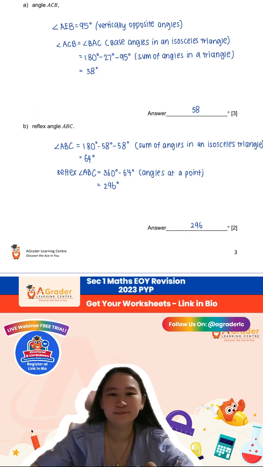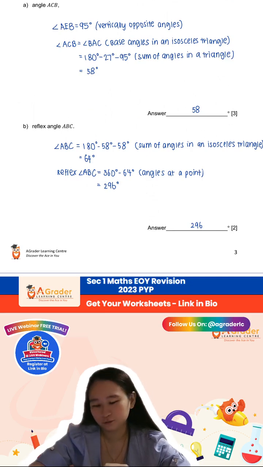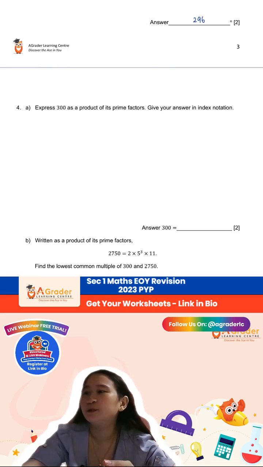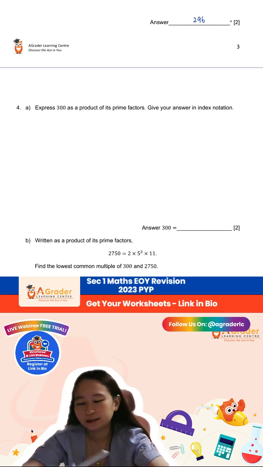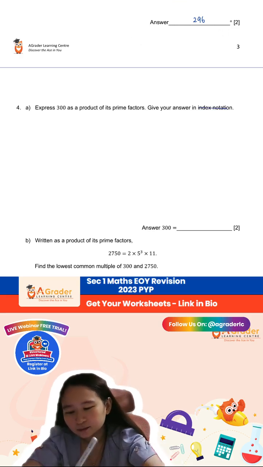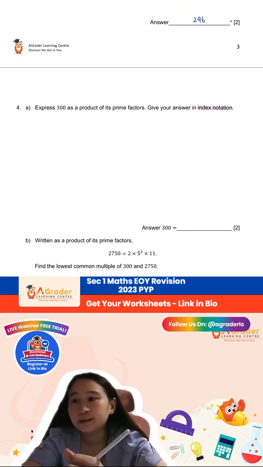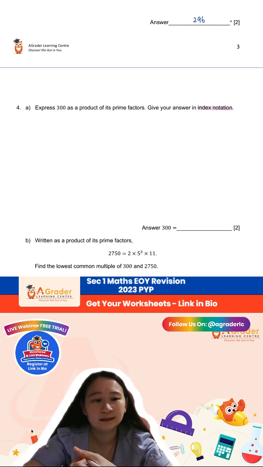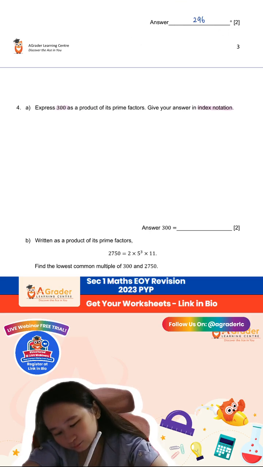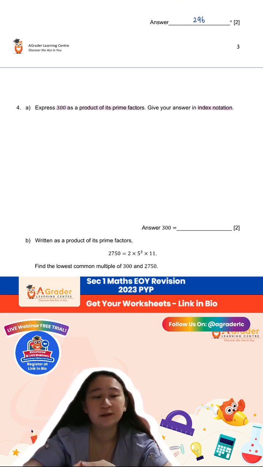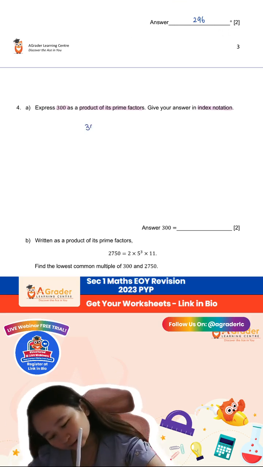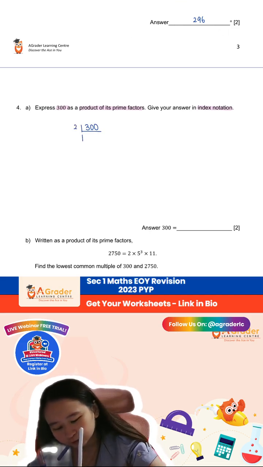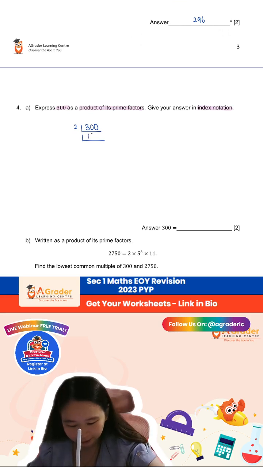Okay, let's move on to question 4. Express 300 as a product of its prime factors. Give your answer in index notation. So index notation means you leave it in terms of the prime factors with the powers. So what you do here is prime factorization for 300. You keep dividing by prime numbers. You can divide by 2 first. 300 divided by 2, you get 150.